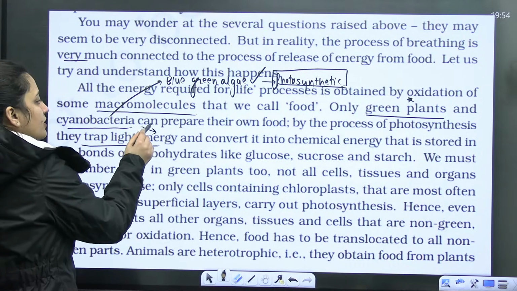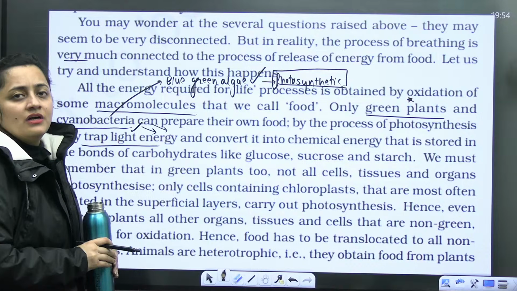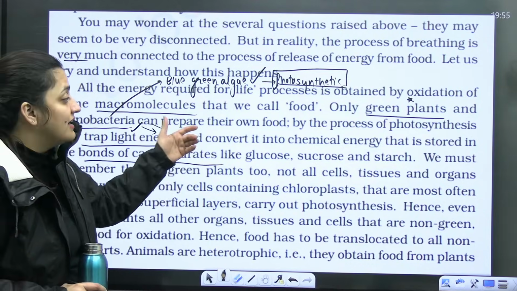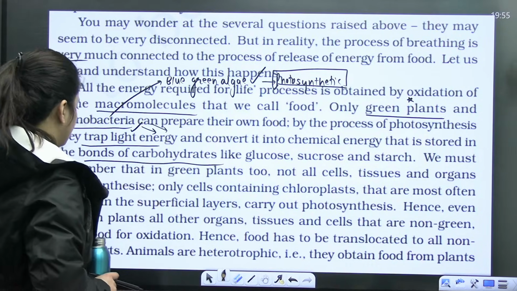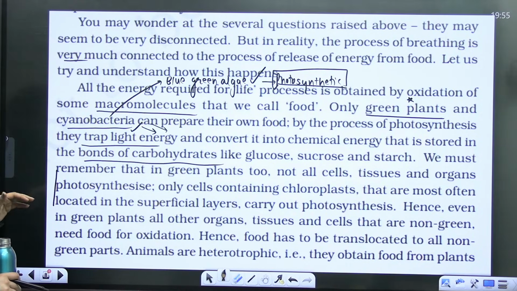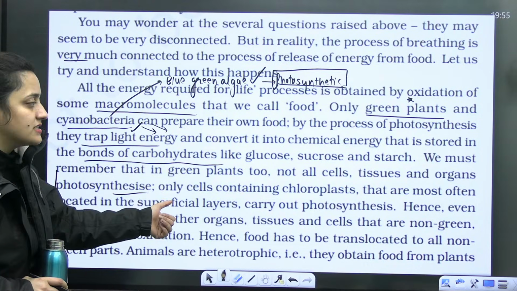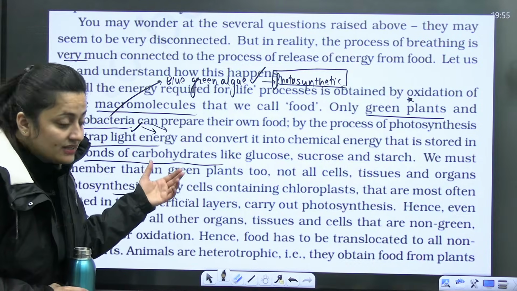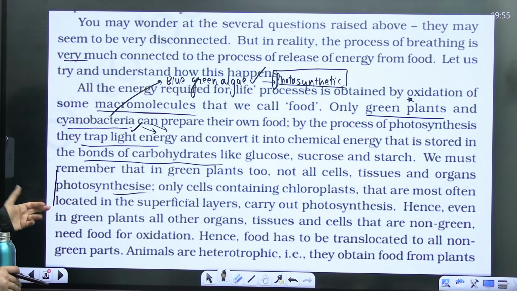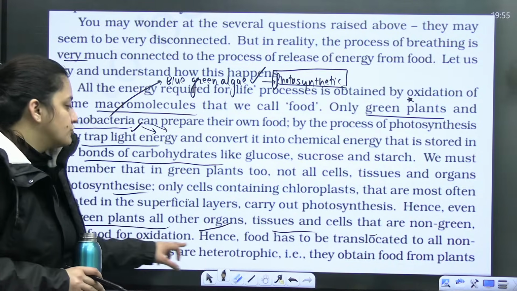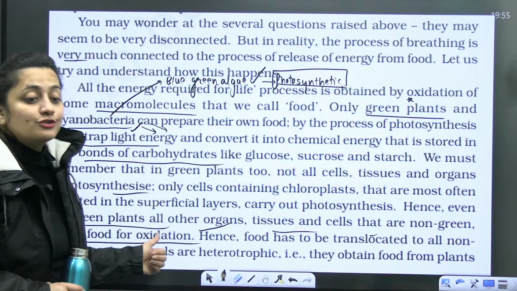So what they do in photosynthesis, they trap the light energy and convert it into chemical energy that will be stored in the bonds of carbohydrates like sucrose, glucose, starch, etc. Is that clear? So in green plants, we must remember that not all cells and tissues are green and photosynthesize. You know that chloroplast is the main organelle for that, right? So in green plants, all other organs, tissues and cells that are non-green also need food for oxidation. There also the respiration will occur.